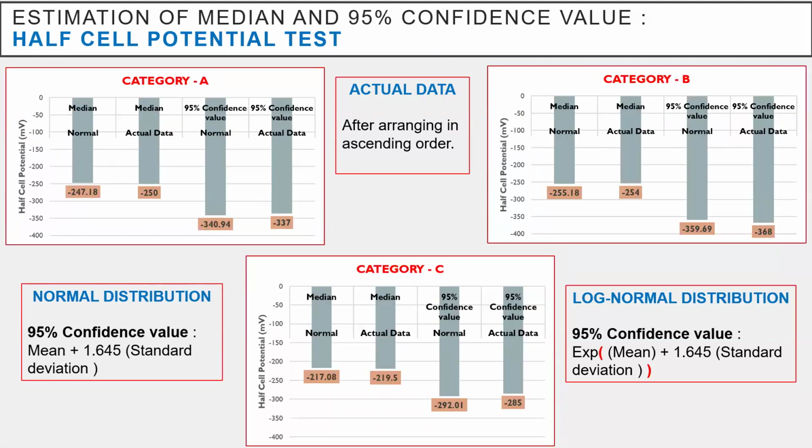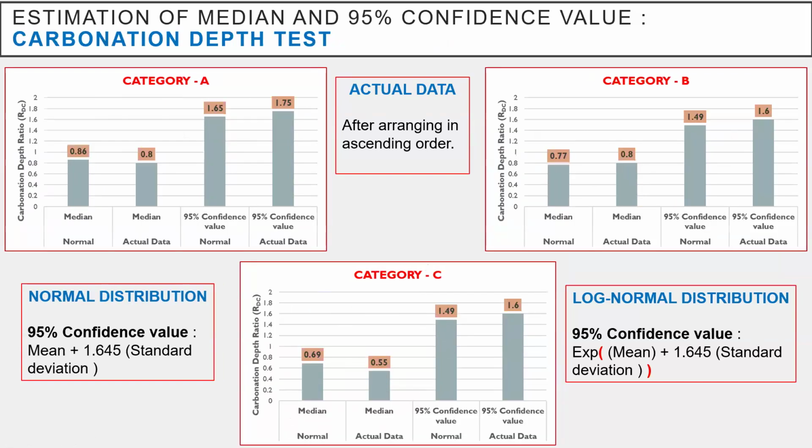This slide shows the prediction for the half cell potential test. For all three categories A, B, and C, we have used only normal distribution, because the half cell potential test follows normal distribution. These predicted values and actual values are matching excellently. The same thing has been observed for the carbonation depth test, where we have used only normal distribution because it follows normal distribution, and excellent matching has been observed.